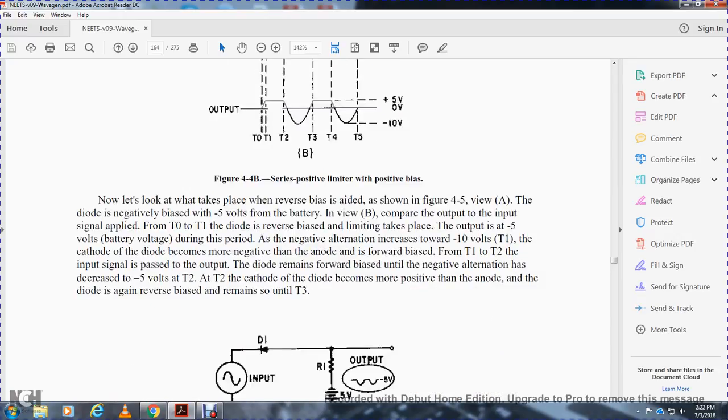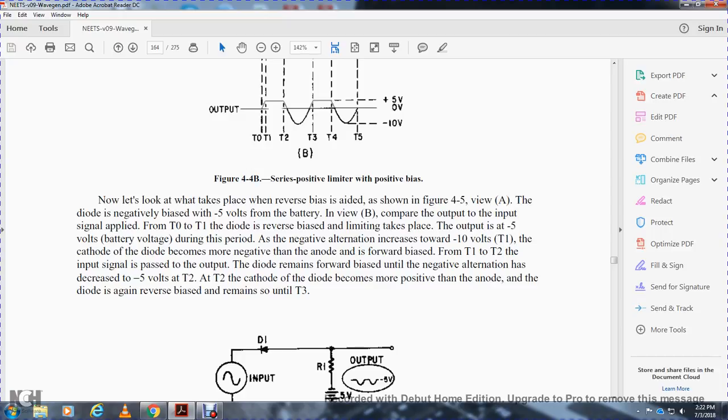Now let's look at what takes place with reverse bias, shown in Figure 4.5. View A shows the diode negatively biased with the negative 5 volts battery, and view B compares the output and the input signal from time interval 0 to 1. The diode is reverse biased and limiting takes place, with the output at the negative 5 volts battery voltage during the period as the negative alternation increases toward negative 10 volts at time interval 1.